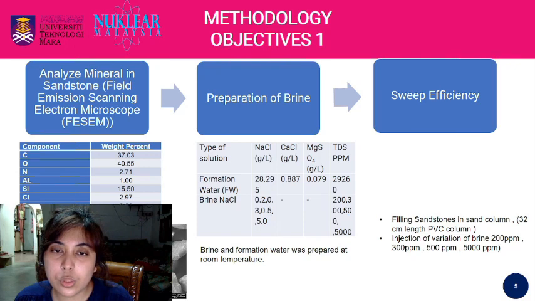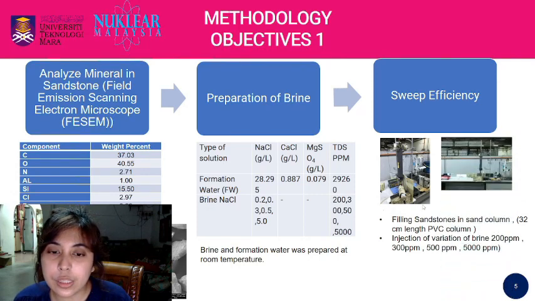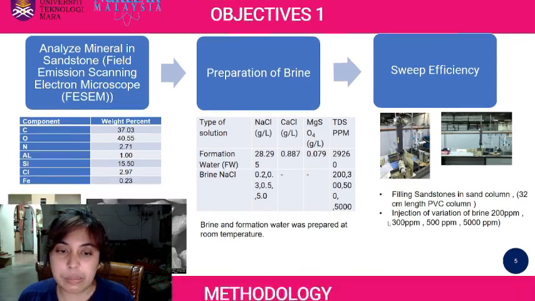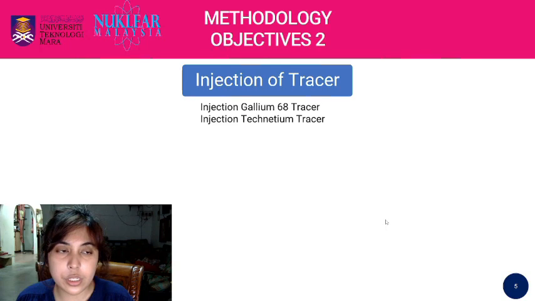Next we look at efficiency. This is how we prepare, and this is our setup. This is sandstone. We can see the 32 cm long PVC column, and the brine injection variations are 200, 300 ppm, 500 parts per million, and 5000 parts per million. For the methodology of objective 2, injection of gallium 68 tracer and injection of technetium tracer.